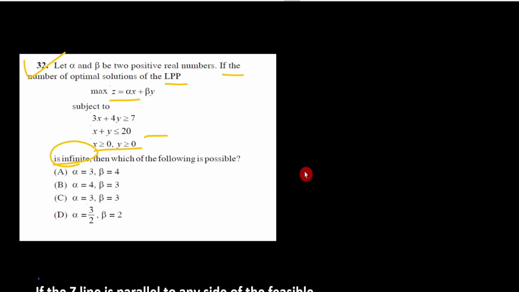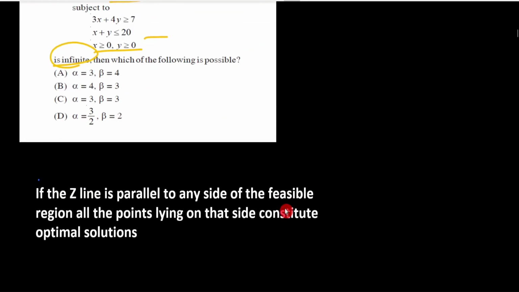Now here is a concept which says that if the z line, that is the objective function, is parallel to any side of the feasible region, all points lying on that side constitute optimal solutions.